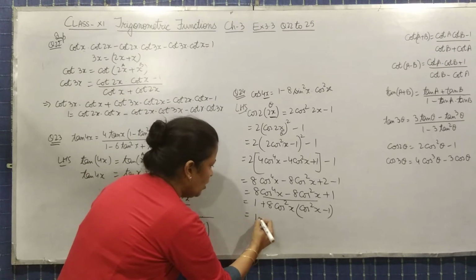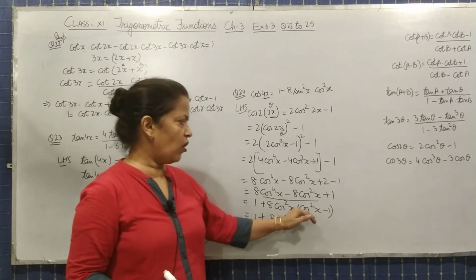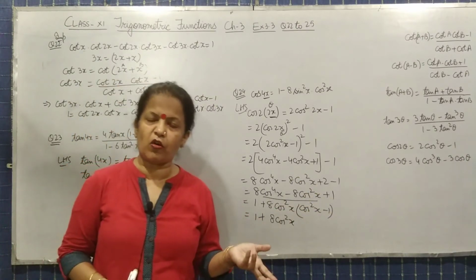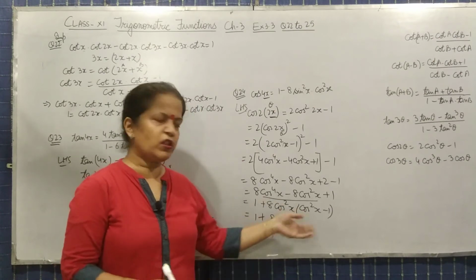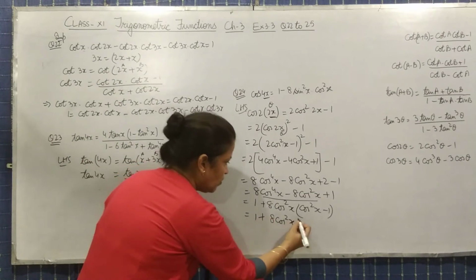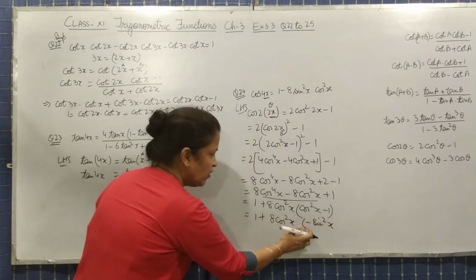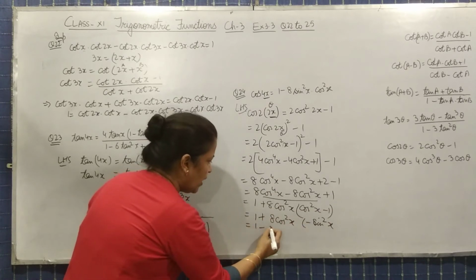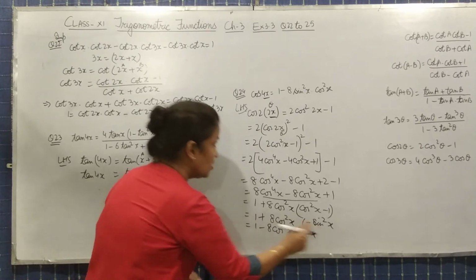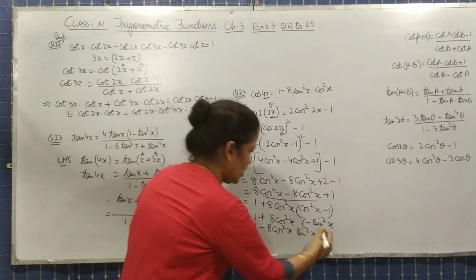Now tell me, 1 plus 8 cos square x, cos square theta minus 1, what is it? Use the identity: 1 minus cos square theta is sin square theta, so cos square theta minus 1 will be minus sin square theta, so it will be minus sin square x. Now shift this minus over here, so 1 minus 8 cos square x and sin square x. This only you need. Is it clear? So this is the RHS.